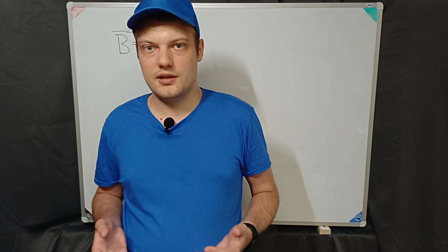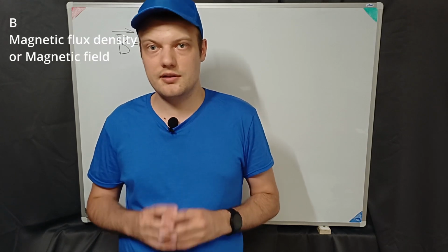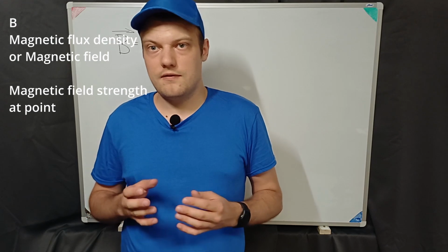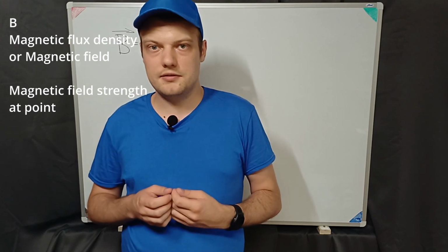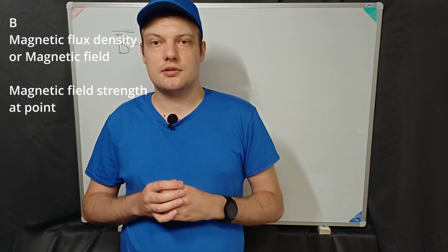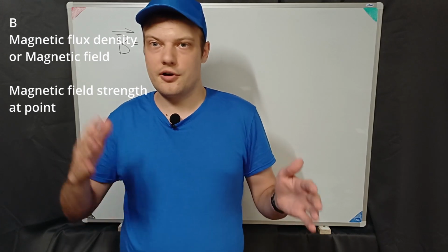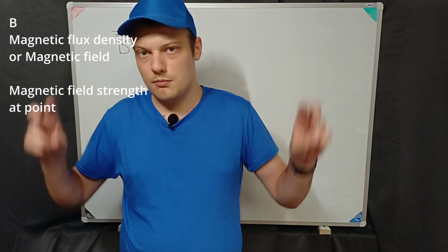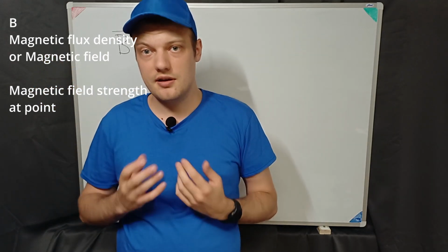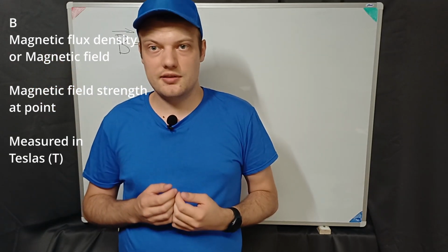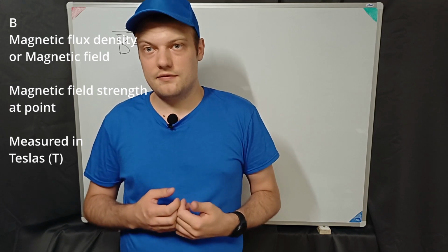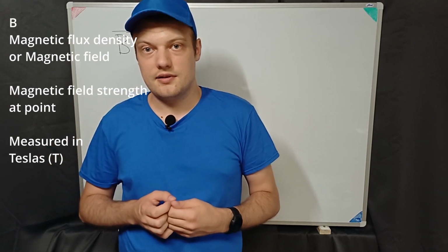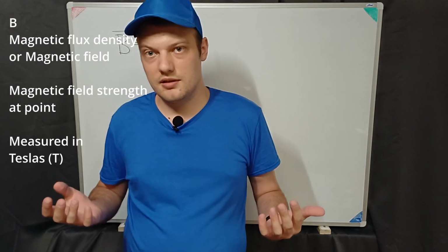First up, magnetic flux density, denoted by the letter B. Think of it as a measure of how strong the magnetic field is in a given spot. The higher the B, the stronger the magnetic force. Basically, how much magnetism is happening there. It's measured in teslas, named after, you guessed it, Nikola Tesla. And how do you calculate B?